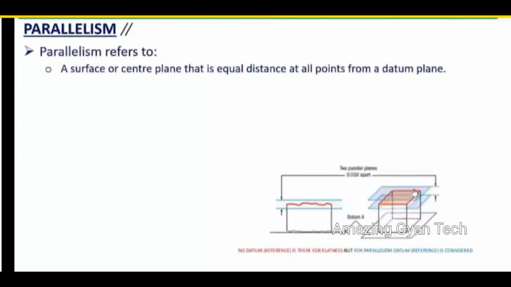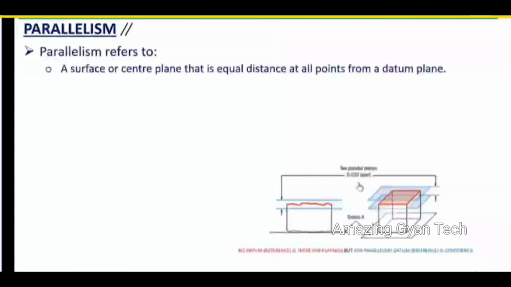So this is the surface which we need to select, and this is the datum. From here to here, from here to here, the vertical distance, everything should be the same. That is within the tolerance zone. Here you can see the selected surfaces have two reference planes, separated apart by the specified distance. This specified distance is given in the drawing.